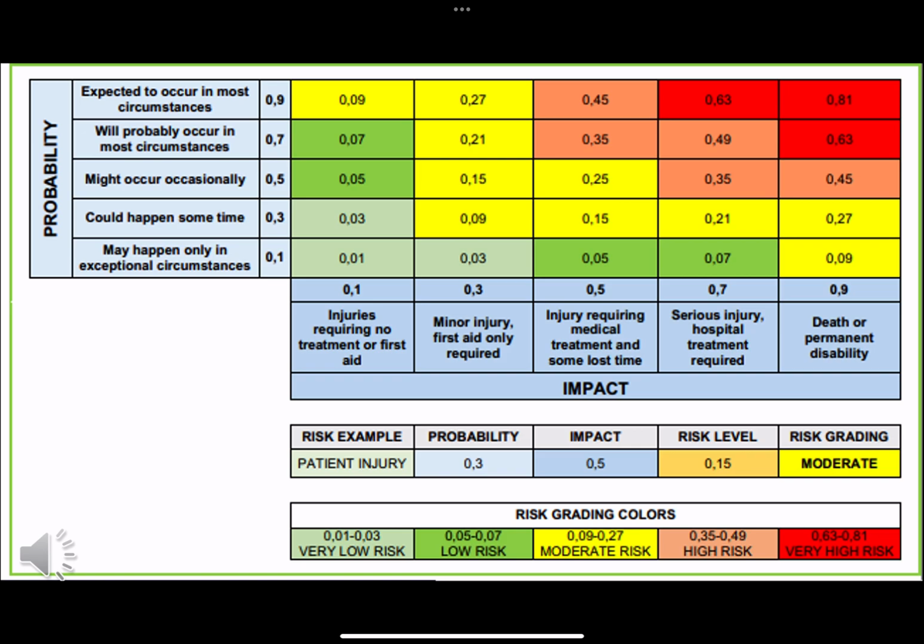From 0.01 to 0.03, it's a very low risk. Then on the next one, 0.05 to 0.07, low risk. Then the next one is 0.09 to 0.27, moderate risk. Then it moves on to the high risk, and 0.63 to 0.81 it indicates very high risk. So if you move back up to the table, you can see in the probability like death or permanent disability, it has very high risk when it comes to expected to occur in most circumstances.